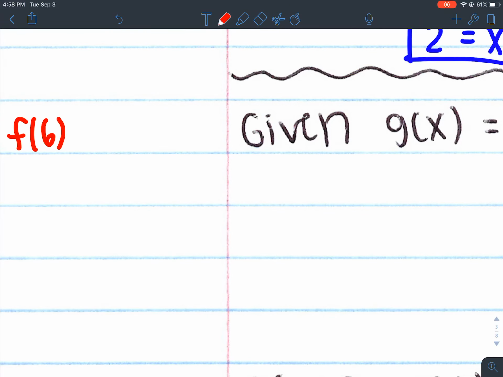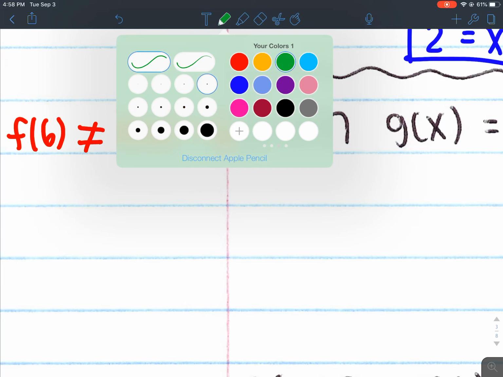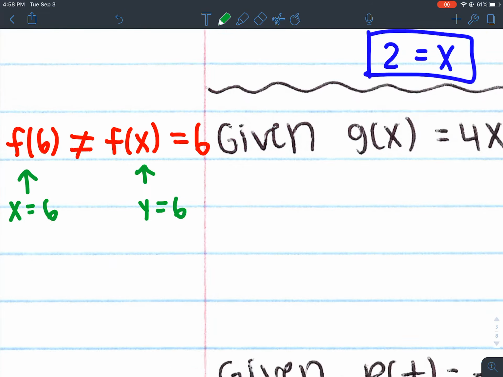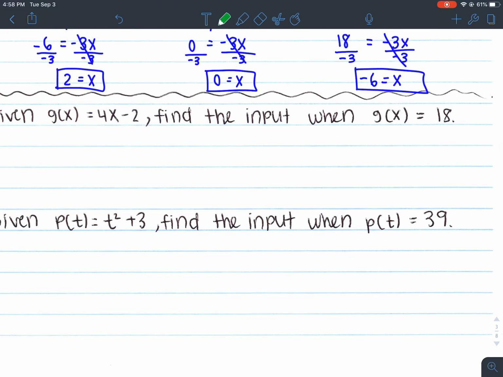F of 6 is not the same thing as f of x equals 6, right? So that little equals with the cross means does not equal. So f of 6 means x equals 6. This one means, well, what is the same thing as f of x? Y. This means y equals 6. X equals 6 and y equals 6 are not the same thing. So you can't just plug in that 6 to any x value or anything that you want to do. So they're not the same thing.